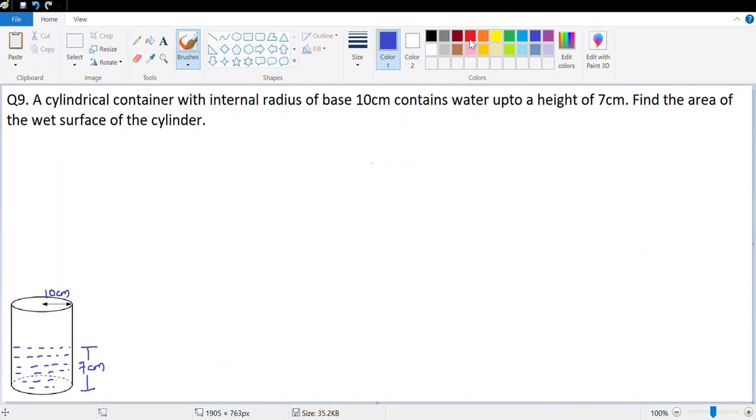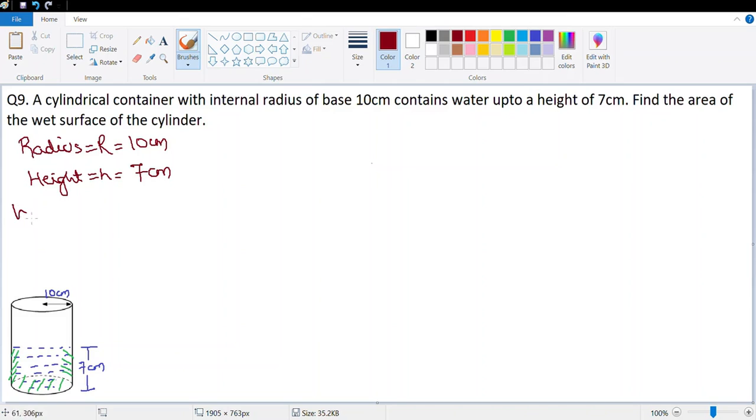So let's look at which surface is getting wet. Now this internal wall here and the internal wall here and the internal base, which means three sides, which is one, the curved surface area, and two, the area of the base. Let's see what information is given. Let's write it down. Radius r is equal to 10 centimeter and height h is equal to 7 centimeter.